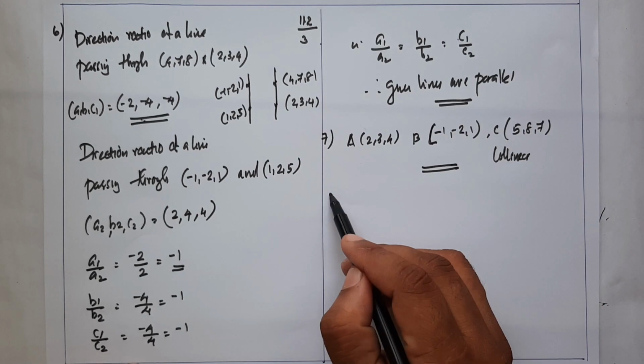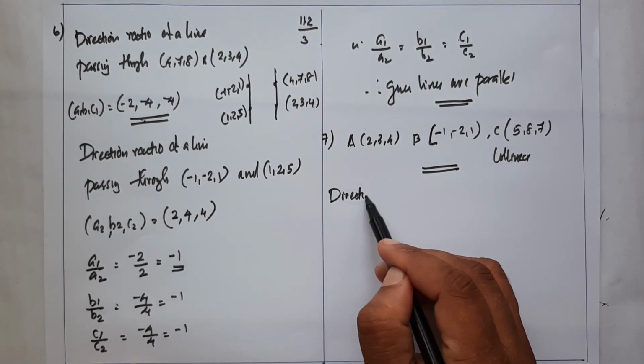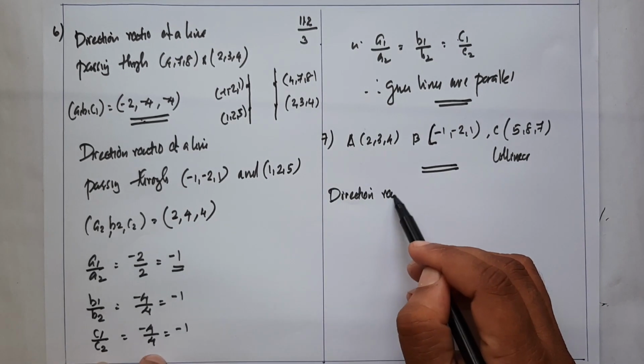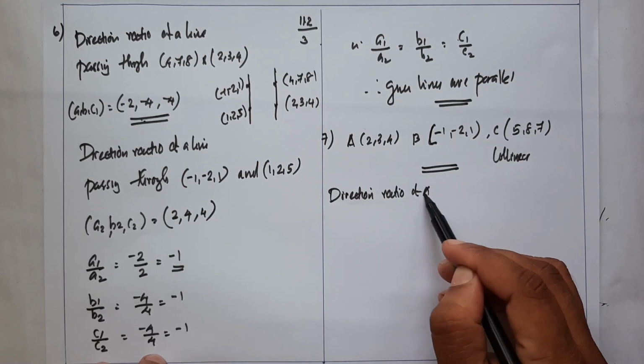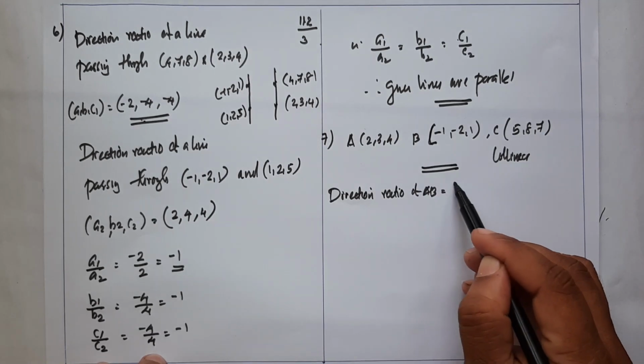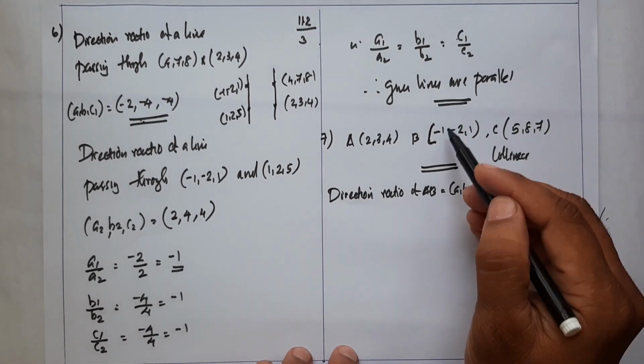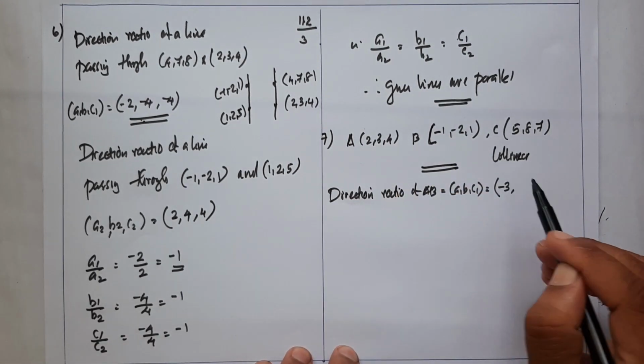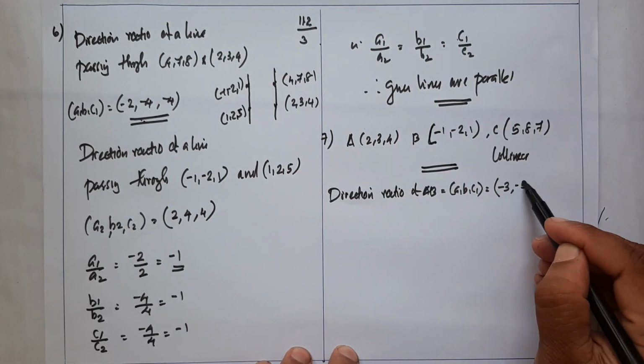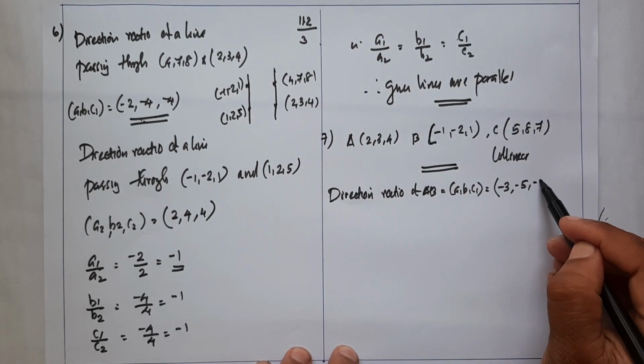First of all, we find the direction ratio of AB. Direction ratio of AB, suppose you take A1, B1, C1, is equal to minus 1 minus 2 is minus 3, minus 2 minus 3 is minus 5, 1 minus 4 is minus 3.